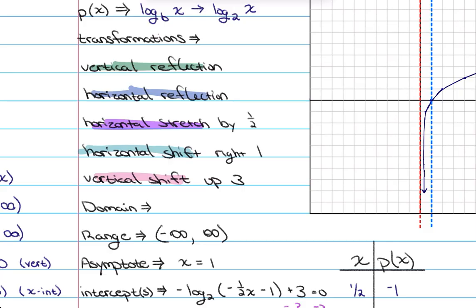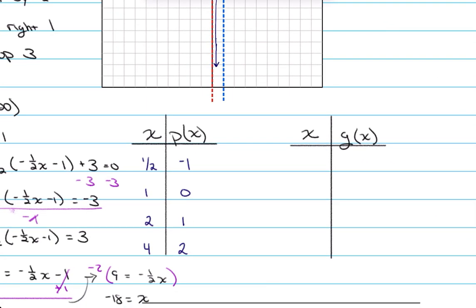what you do is you shift them first. Then you stretch and reflect. Okay, so shift first, then stretch and reflect. So I'm going to take 1 and I will shift it first. So I'm going to shift it 1 to the right. So I'm going to add 1 to it, and then I'm going to multiply it by the stretch.